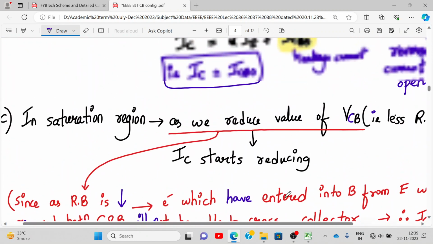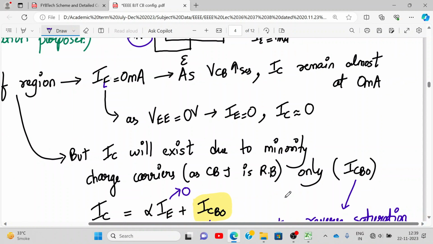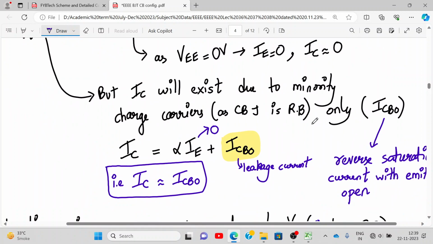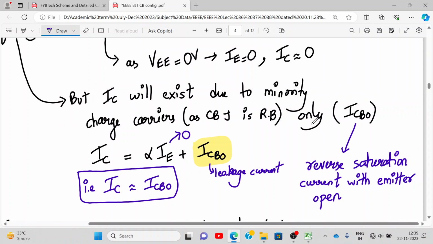Yes or no? Yeah, emitter current is 0. So even if VC increases, IC remains almost constant at 0 milliamperes. As V is 0, I is 0, IC is almost equal to 0. But remember, base collector junction is reverse bias. Reverse bias में leakage current होता है. So that's why this leakage current is contributed due to minority charge carriers. As the collector base junction is reverse bias, only ICBO flows.